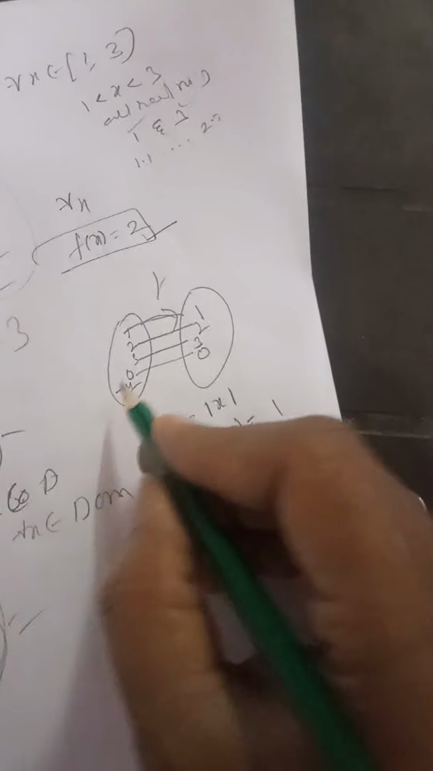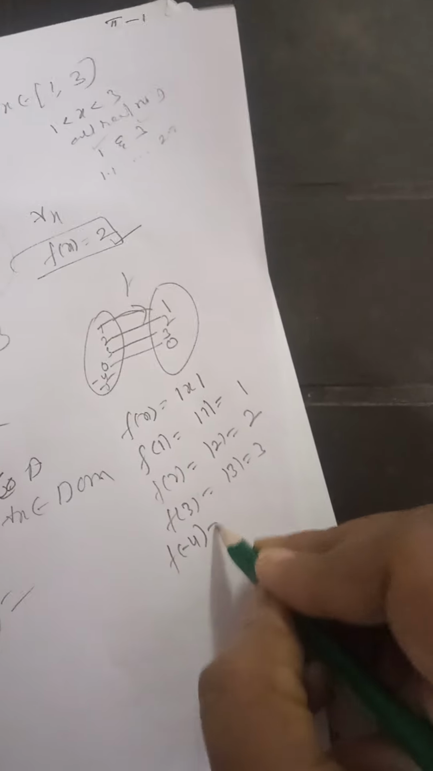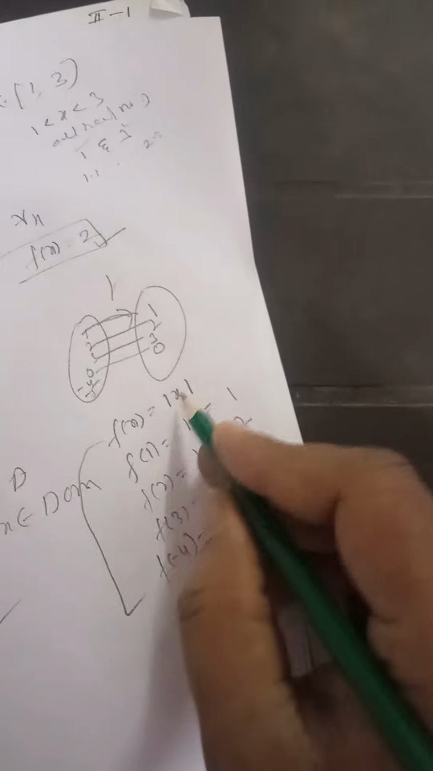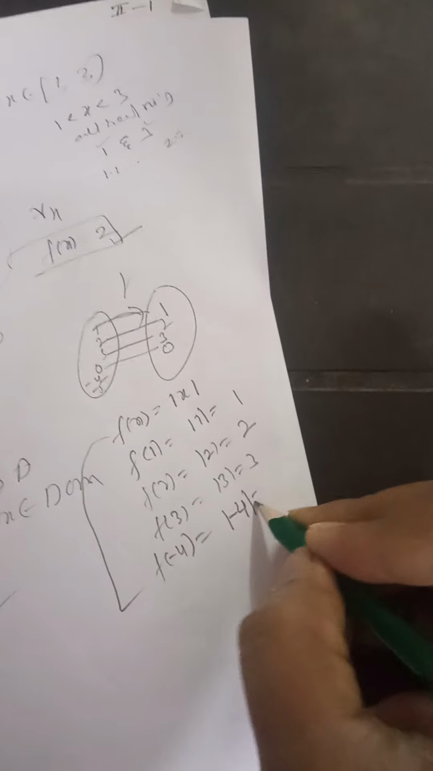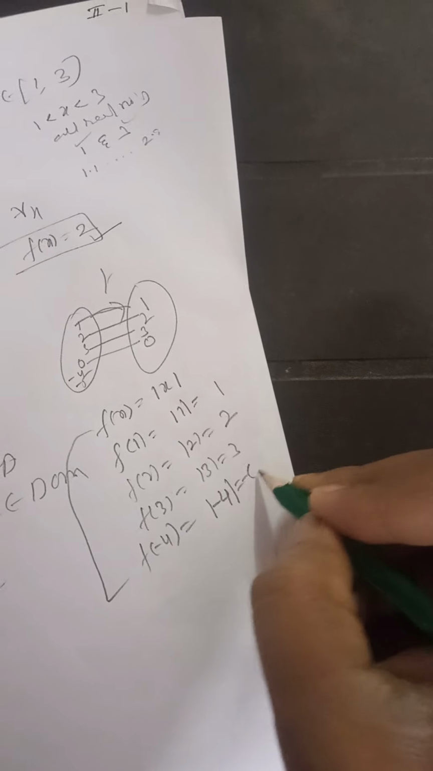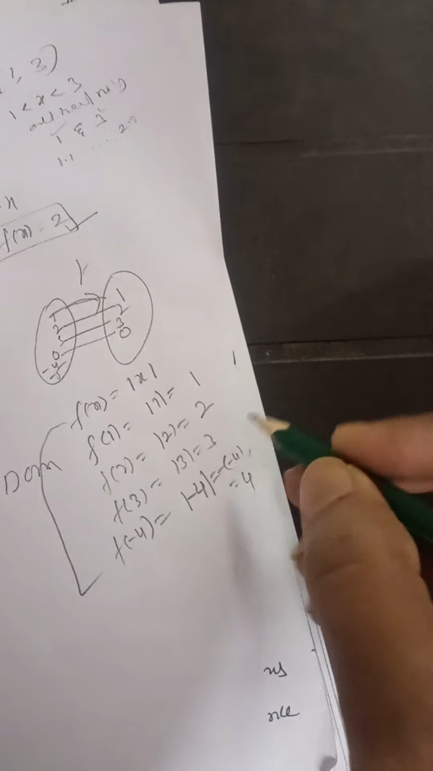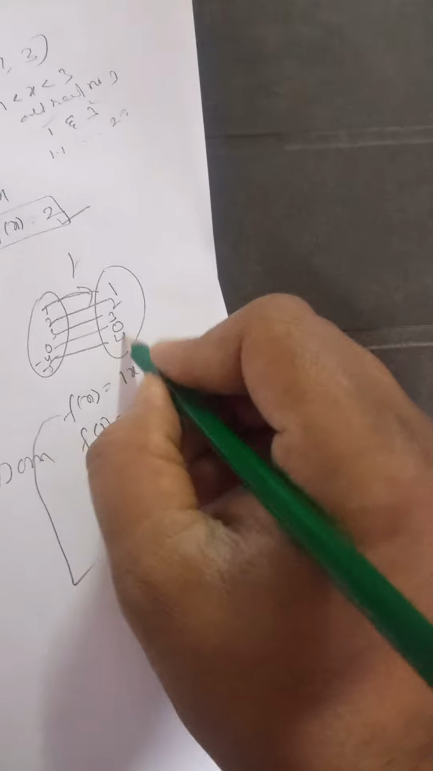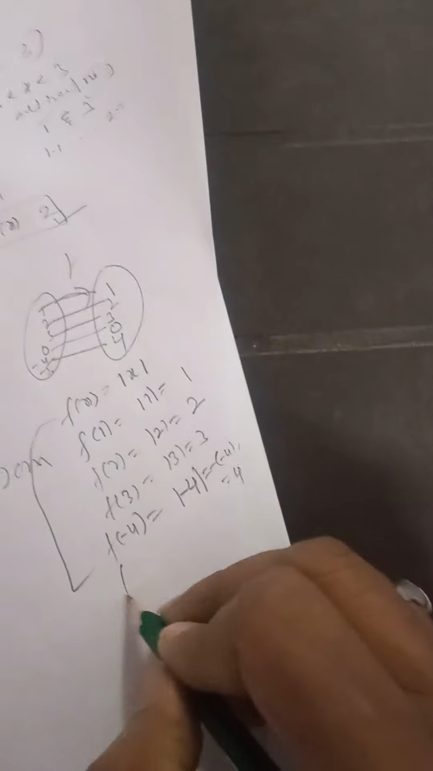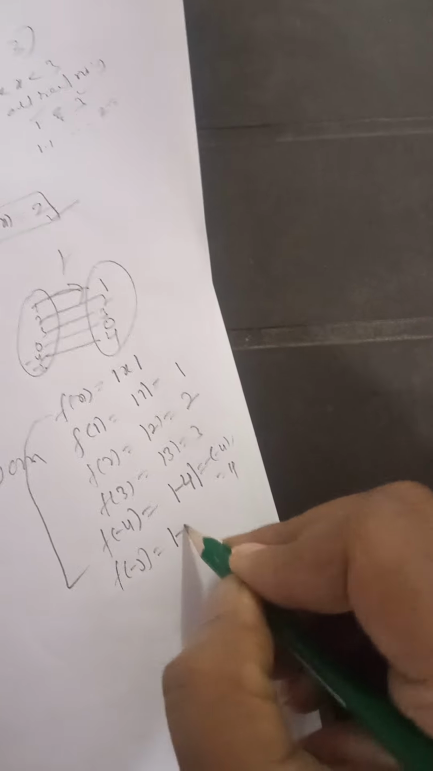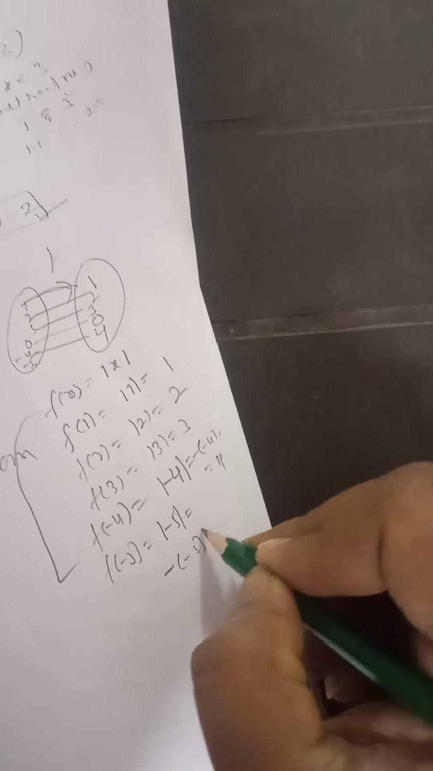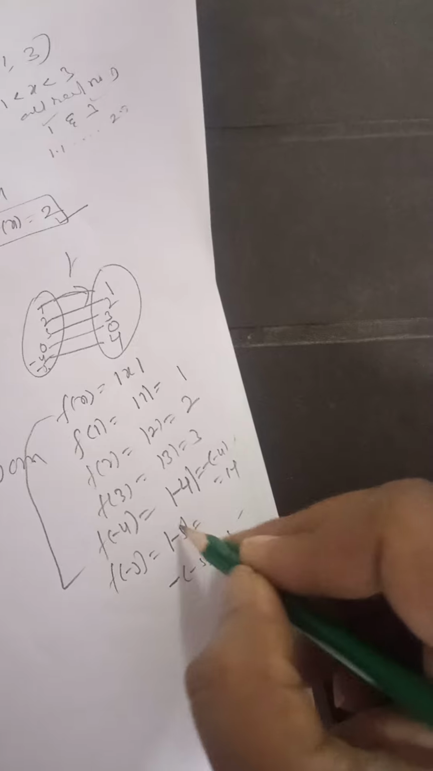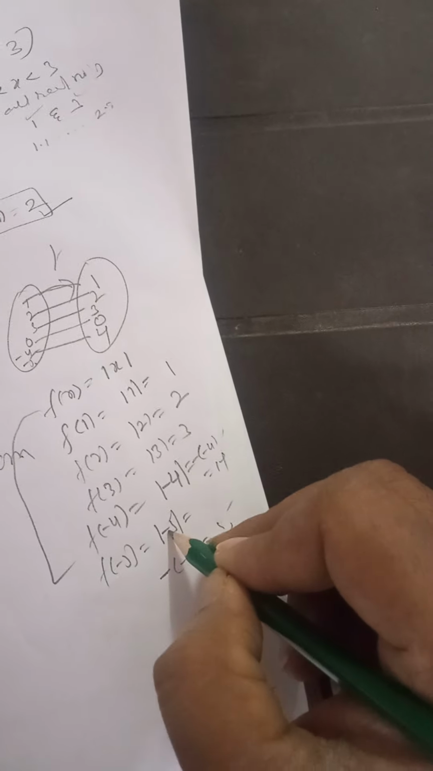Next minus 4 is there. F of minus 4 I am finding. See, f of x is defined as mod x. That means mod of minus 4. Modulus of minus 4 is minus of minus 4, which is 4. Minus 4 is mapped to 4. Similarly, f of minus 5 is equal to mod of minus 5, which is nothing but minus of minus 5, that is 5. Because here the x value is less than 0.